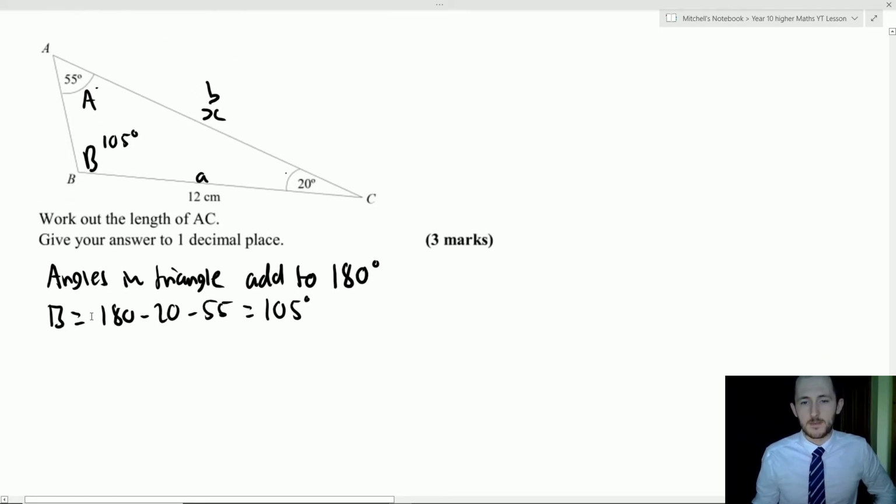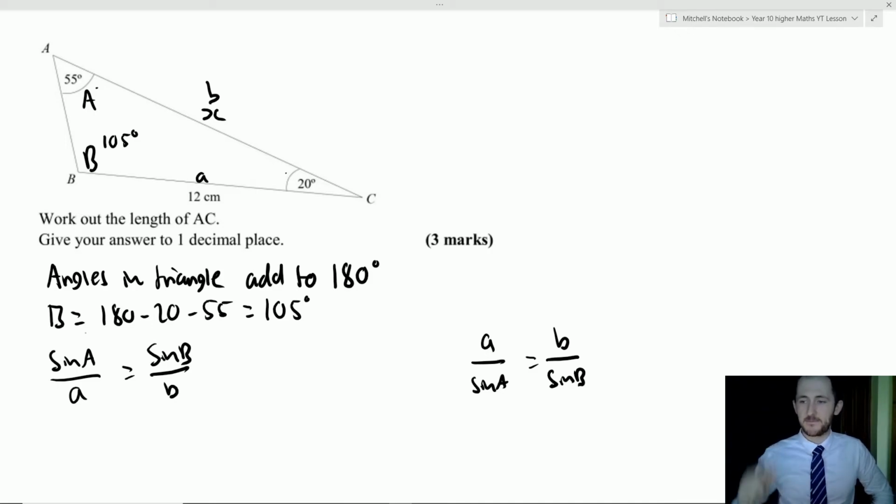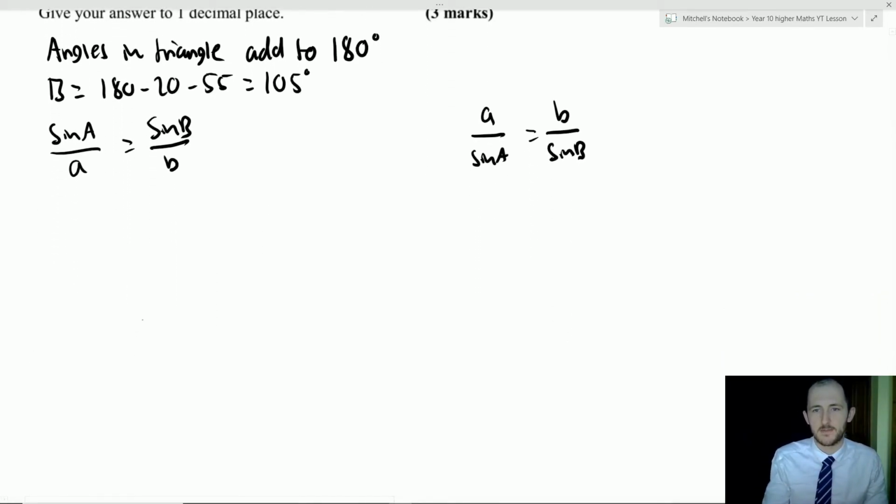Cool. So now, I'm going to do sine A over A again. And once again, you can use the method for working out sides. Okay, that's completely fine. I won't judge you. And then we can rearrange it for B. So if I rearrange this for B, I times both sides by B. And again, to do that on this side, I just times both sides by sine B. Okay, times both sides by A.